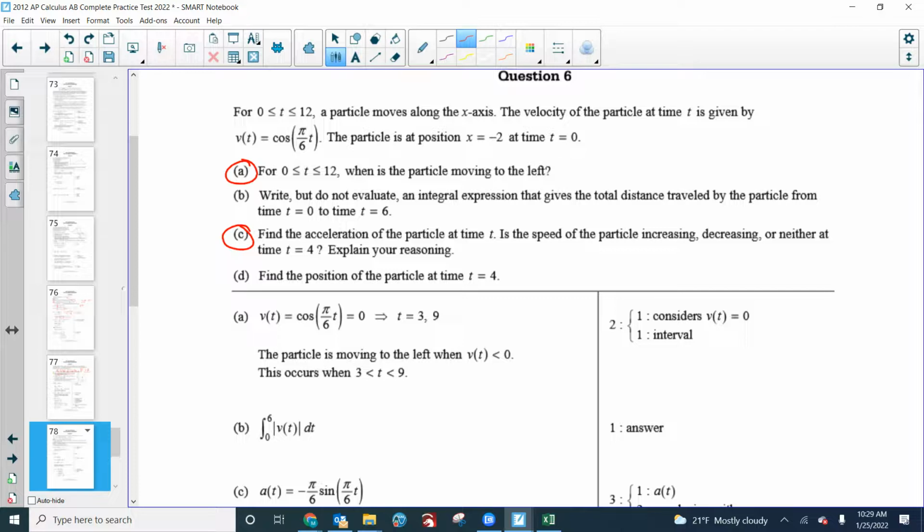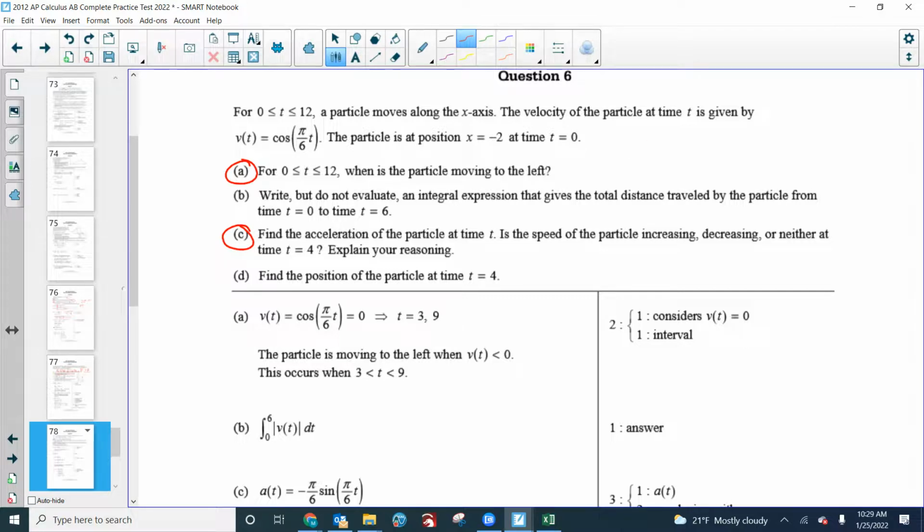Did you find out when the velocity was negative for part A? Were you okay with setting that equal to 0 by hand? Did you get 3 and 9? Please be honest with me. Did you get 3 and 9? Cool. You guys good? I see a couple no's.